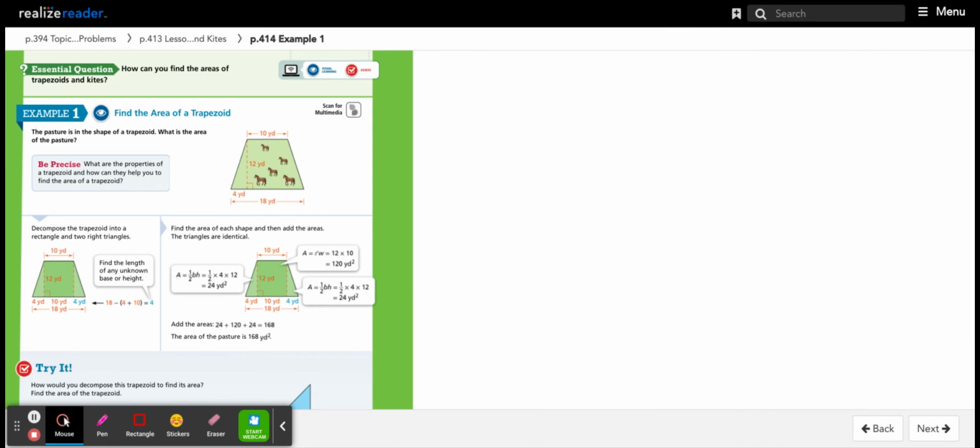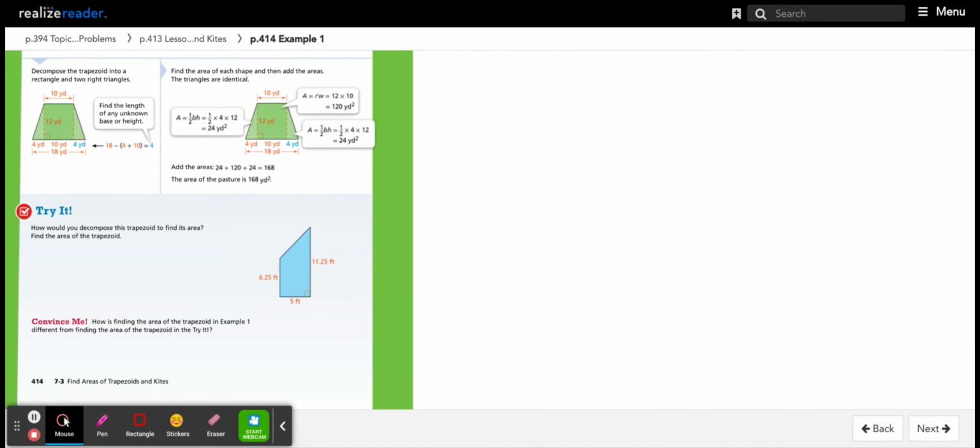So one of the trickiest parts here is probably going to be figuring out how to decompose these shapes. So let's look at the try it here. How would you decompose this trapezoid to find its area? We want to try to make easy shapes. So I see a rectangle and I see a triangle.